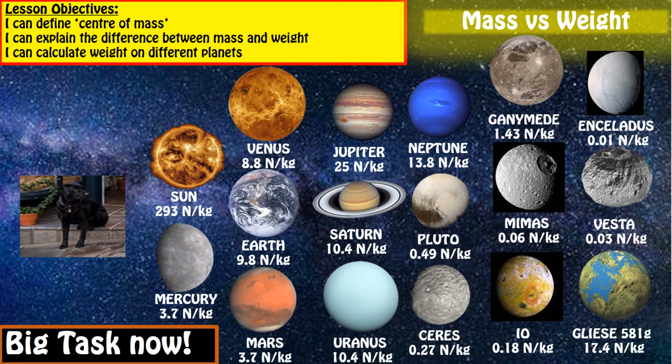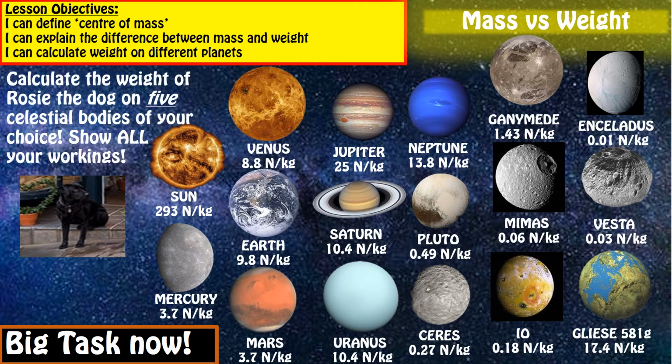8 kilograms. Okay, and what I want to know is, there it is, mass is 8 kilograms. I want to know what the weight of Rosie the dog is on 5 of those celestial bodies of your choice. Okay, so Rosie went, for example, to Venus, to Pluto, to Ganymede, to Mars, to Io. What would Rosie's weight be? So you can choose 5 of your choice, and we'll go through the answers in a moment.